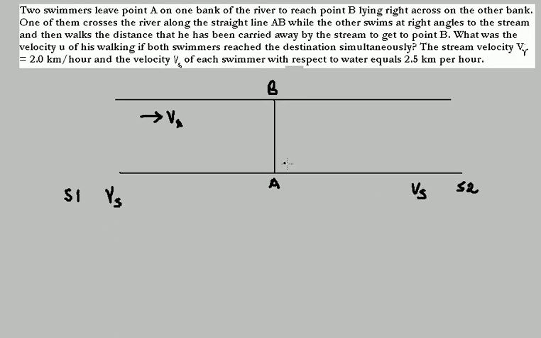So, let's consider swimmer 1. Swimmer 1 has moved from A to B in the direction that is perpendicular to the direction of the river. So, commonsensically, the river velocity would push the swimmer away from this straight line which he intended. So, he would actually reach the other bank at a different point, this point P. Let the distance between B and P be x. So, this is the velocity of the swimmer, and this would be the velocity of the river. So, this is the push which he has actually got.